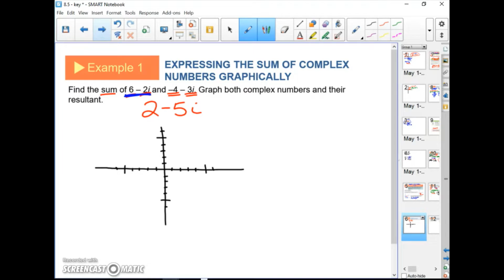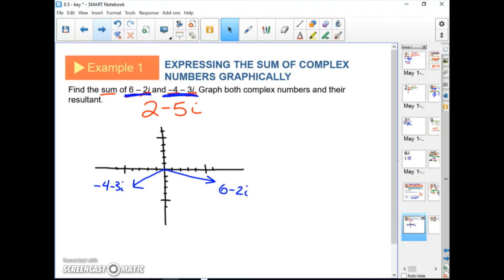The first vector, 6 minus 2i, treated just like 6 comma negative 2. That's where the head of your vector would go. So go over to 6 and negative 2. That's where the vector is going to end up. That's 6 minus 2i. And then the other one says negative 4 minus 3i. So look at negative 4 comma negative 3. That right there. Negative 4 minus 3i.